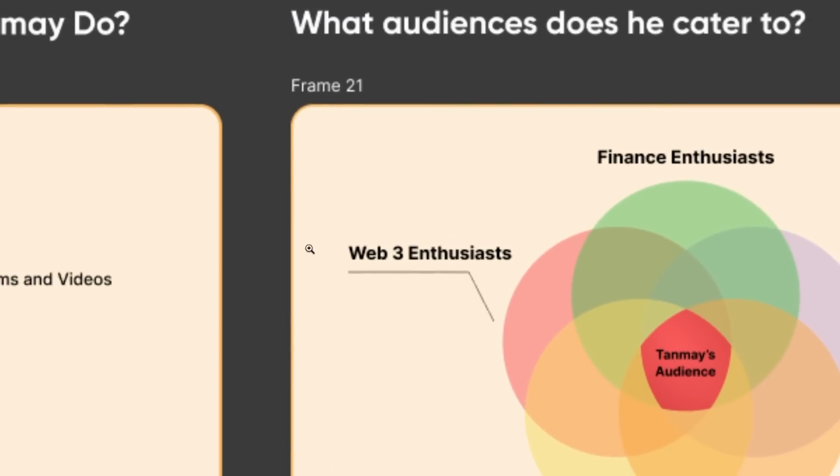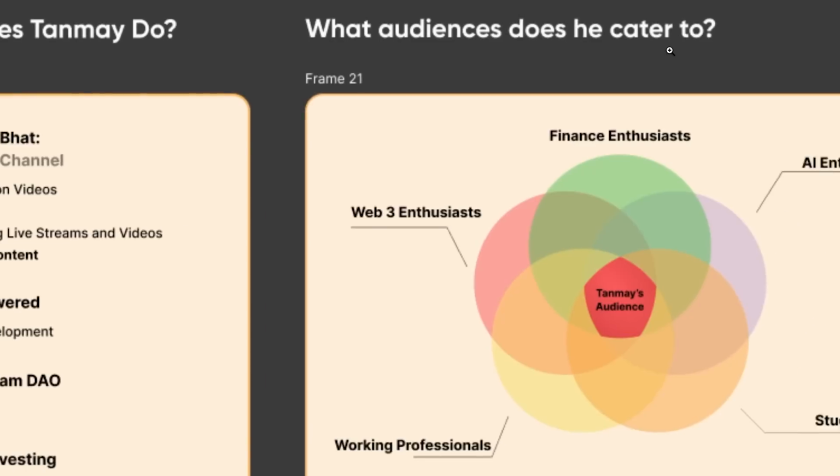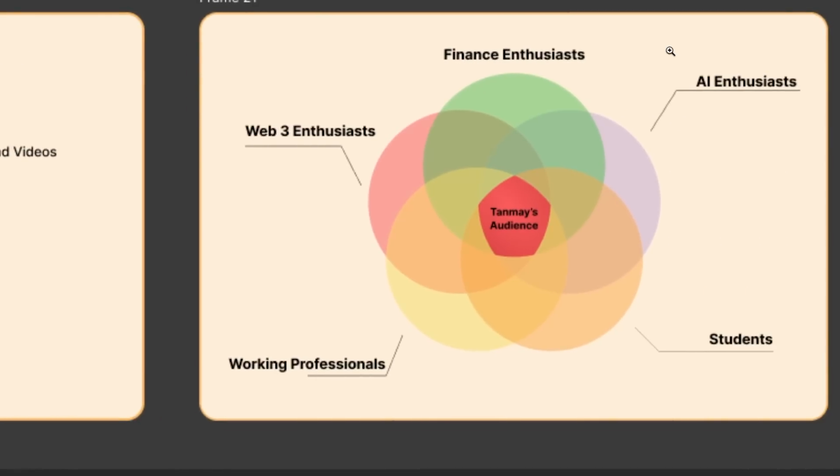So let's look at another one, right? What audiences does he cater to? Now, this is pretty good to understand. But when I look at this, it looks like all of these circles are taking up the same size. And I don't know what this graph is trying to represent. What does this mean? Right? And each circle is talking about a different user base, which is finance enthusiasts, Web3 enthusiasts, working professionals, students, and AI enthusiasts. Now, this chart or graph is not adding any value whatsoever because it looks like a graphical element that is just done to make things pretty, right?